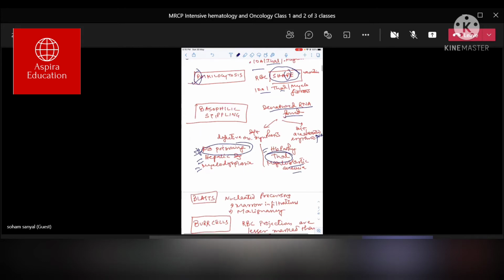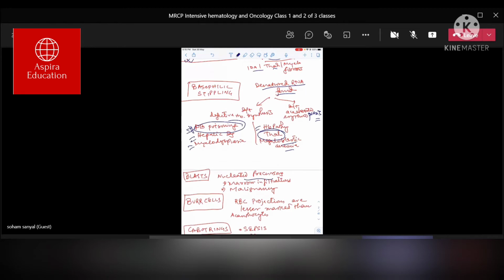Moving to the blasts. So blasts are basically nucleated precursors. They are found in various types of malignancy or marrow infiltration. However, that is not very objective over here.